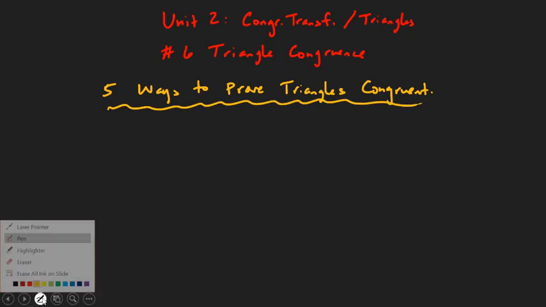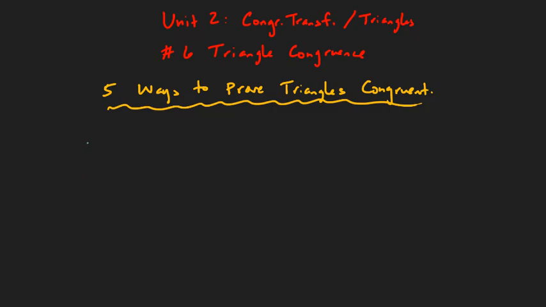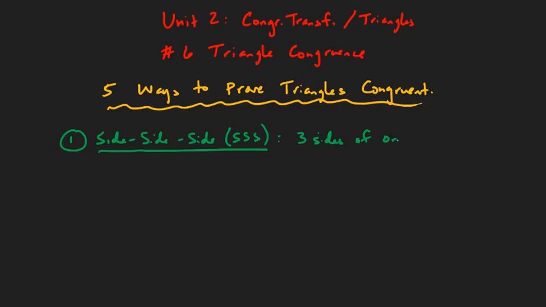Okay, the first way is by what is called side, side, side. What's nice about these ways is that their names tell you what you need to know, right? And side, side, side is SSS. So for side, side, side, you need 3 sides of 1 triangle congruent to 3 sides of another triangle.